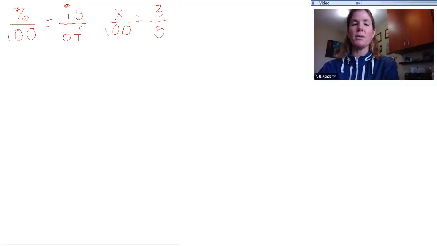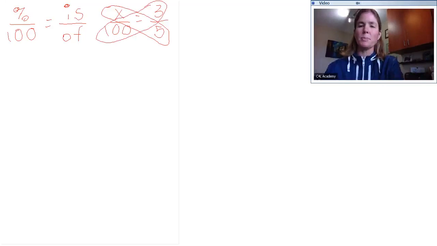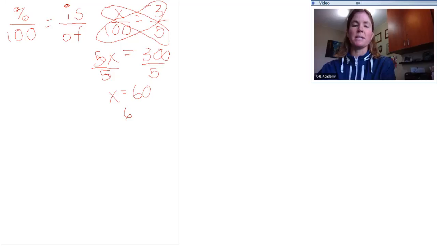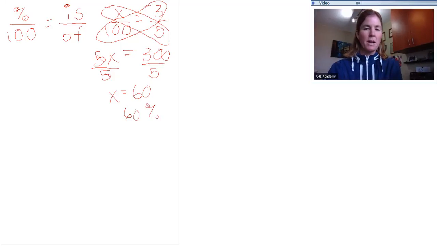What I like to say with students is butterfly it. You make it into butterfly wings and you multiply. You do some cross multiplication. So 5 times x, we always like the number in front, and 3 times 100 would be 300. Then you divide both sides by 5, the opposite of the multiplication, and x is 60. So the answer to this one would be 60%. I wanted to show you the butterfly before we actually got to the problem.